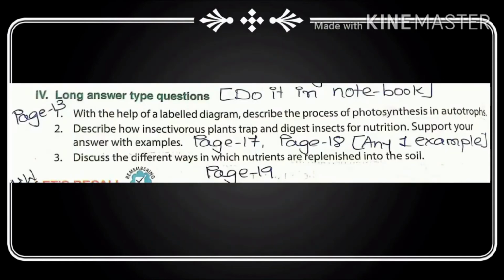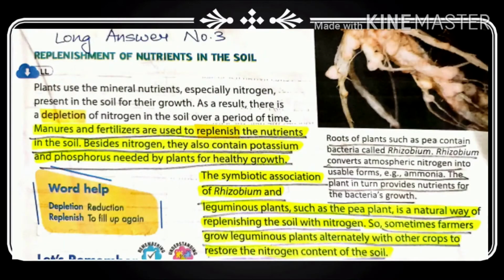The third question is, discuss the different ways in which nutrients are replenished into the soil. For this answer, take out page number 19. Here in this answer, you have to discuss two things. First, how we replenish the nutrients by adding manures and fertilizers, and second is to use the symbiotic association of rhizobium and leguminous plants. The highlighted portion describes the same, which you have to write down in this answer.